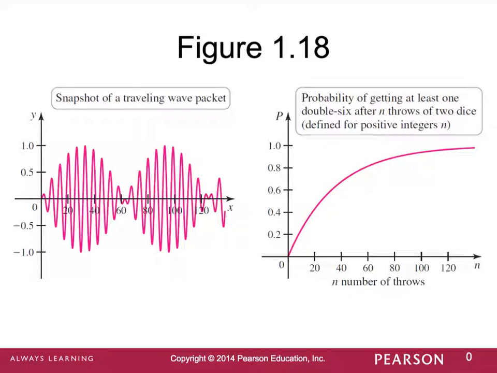One of the ways that we describe or display or represent functions is through a graph, and we oftentimes will use a graph to represent a function. So we have two different examples here. We have a snapshot of a traveling wave packet, whether that's a little packet of energy or light, whatever it may be, and a probability curve here of getting at least one double six after n number of throws of two dice.